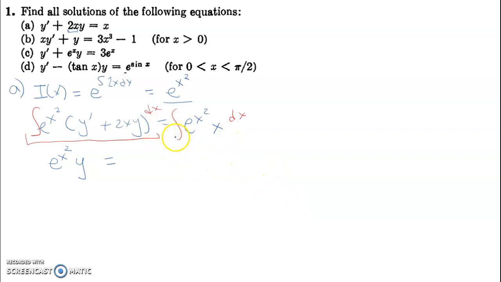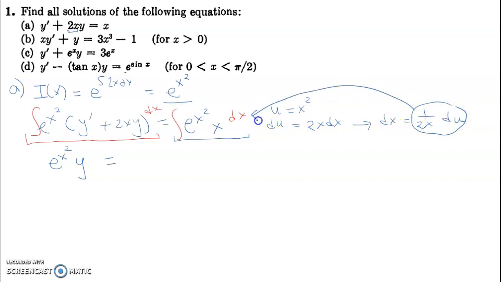This on the right hand side, I think we can solve probably by substitution. So let me have my u be x squared, and if I differentiate both sides, I'm going to have du equals 2x dx. So my dx is going to be 1 over 2x times du. Now I can substitute this for our dx and our x squared as u. So we have e to the power of u, and the 1 over 2x is going to cancel out with the x that's already here.